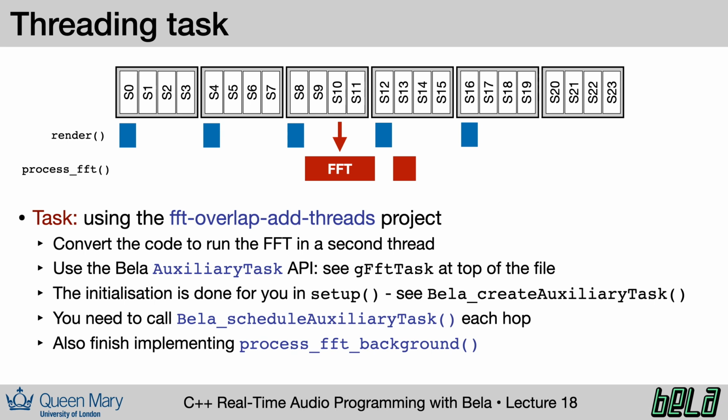In the companion materials, you'll find a project called FFT Overlap Add Threads. This project extends the previous one by moving the FFT calculation into a second lower priority thread. A lot of the threading infrastructure is already done for you in this project, but your task is twofold. First, inside of the render function, you need to schedule the auxiliary task which runs process FFT. This should take place once per hop. Second, you'll find a function called process FFT background. This is what the auxiliary task actually runs. You need to finish implementing this function so it passes the right arguments to process FFT and it handles the pointers in the correct way at the end.